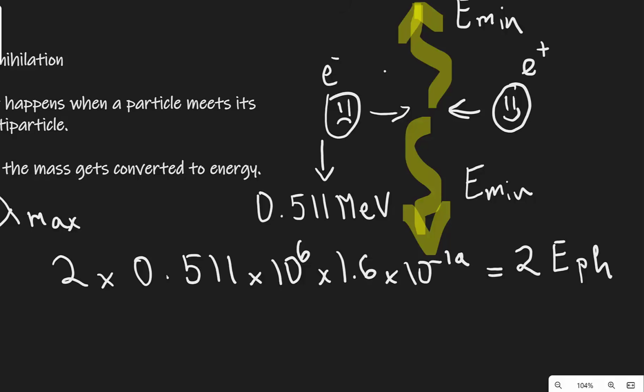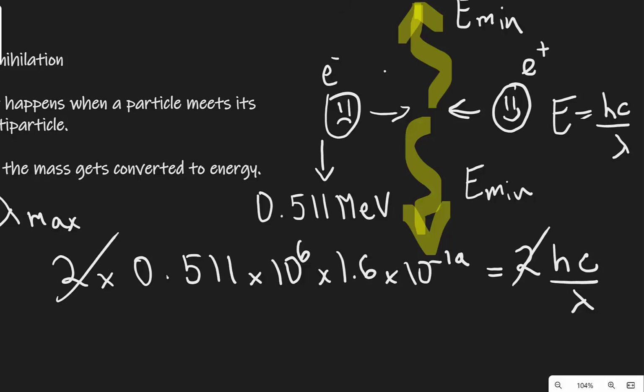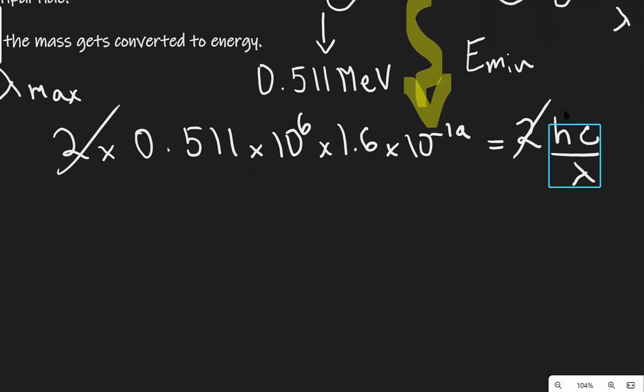But what is the equation for the energy of a photon? Remember, the energy of a photon is equal to just hc over lambda. So rather than energy of a photon, I can literally just write twice hc over lambda, where h is Planck's constant and c is just the speed of light, like so. Now all I need to do, I can actually cancel out those twos, is to rearrange for lambda and then plug in some values for h and c. I'm going to have my answer.